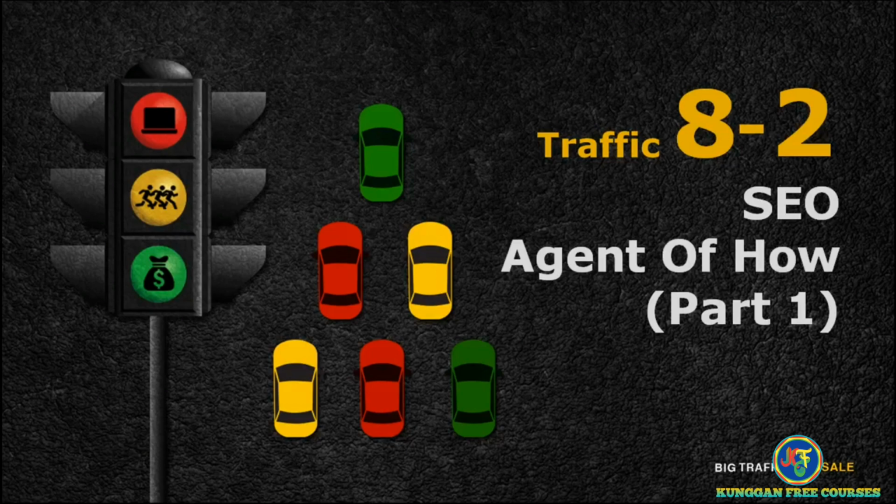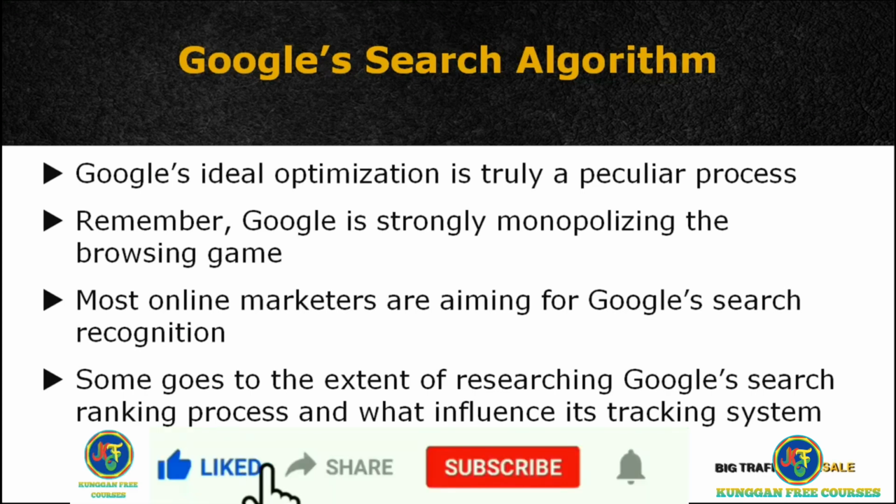SEO. Remember how Google has a search algorithm? Experts have been trying to crack the code of Google's ideal optimization search, and they concluded that it is truly a peculiar process. Sure, there's more than just Google as your web browser of choice, but Google is strongly monopolizing the browsing game. Statistically, most online marketers are aiming for Google's search recognition. Some of them go to the extent of researching Google's search ranking process, and they've managed to discover 2 agents that influence its tracking system.